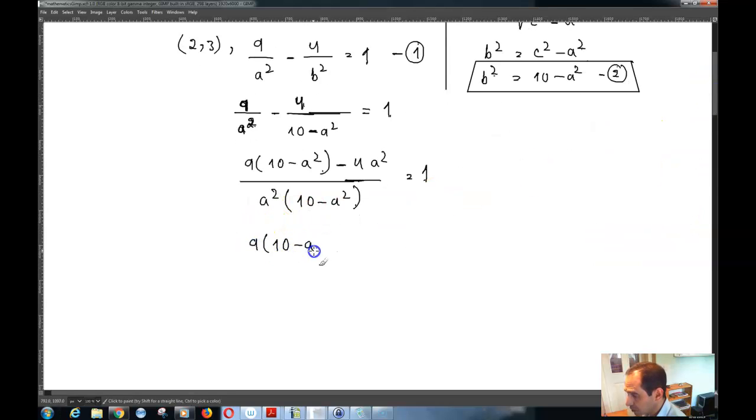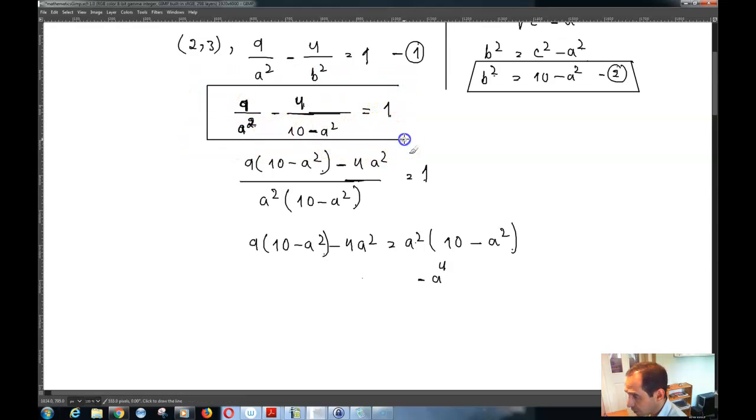9 times 10 minus a squared minus 4 times minus 4a squared is equal to a squared times 10 minus a squared. And then I would have to multiply all of these out, and then I will get over here negative a raised to the power 4. I can do this, but it's a little bit. Now I will leave this over here for now, but I want to show you another thing using this equation, and then if that doesn't work out, we will come back over here and solve the problem this way.